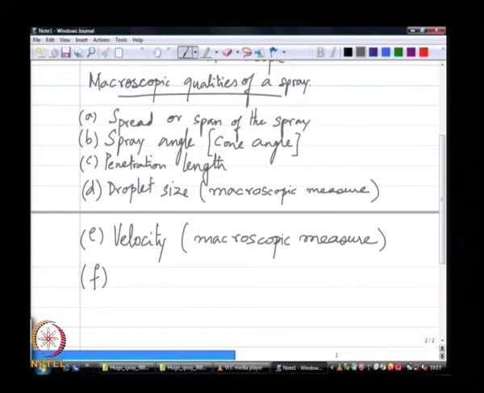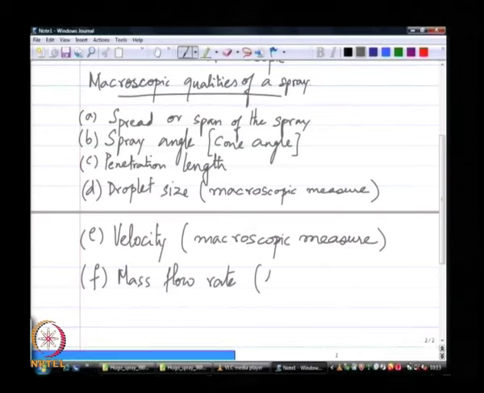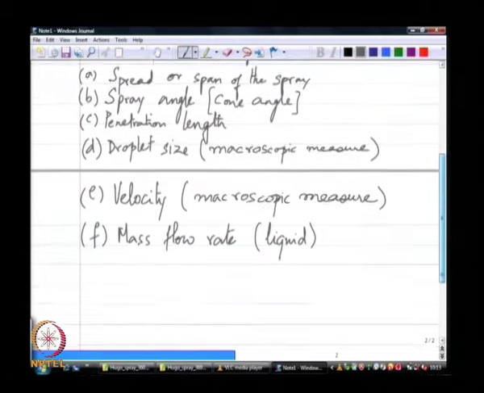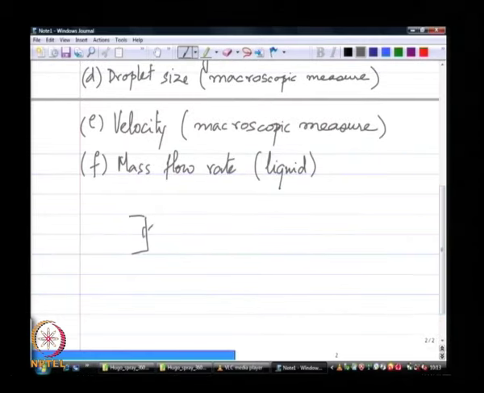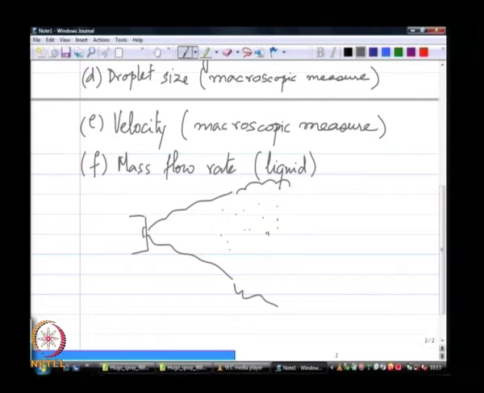So we've already made a list of a few different things here. I want to add one that is relevant to many different processes: the actual mass flow rate of the liquid. We can add a few more, but this is a good enough list. If I take a typical spray, let us say I have a spray nozzle from which the spray is emanating. All these drops in the spray, we have seen this many times. The actual flow rate coming out in a steady sense is the mass of the liquid flowing out per second. This is relevant to surely many applications.